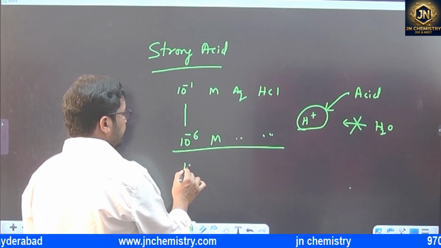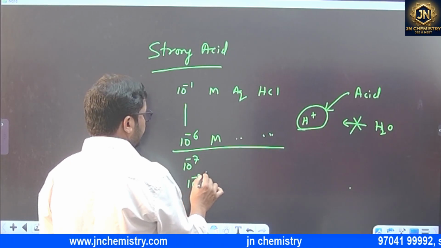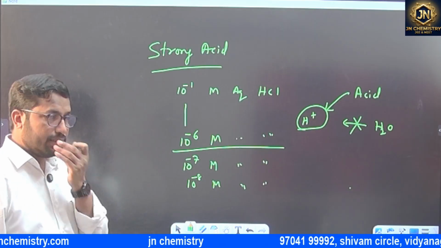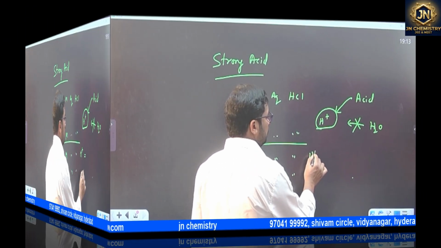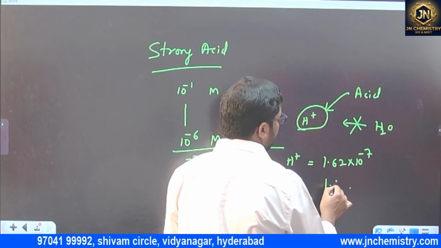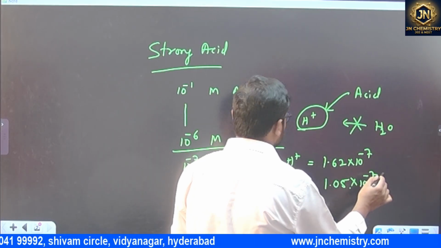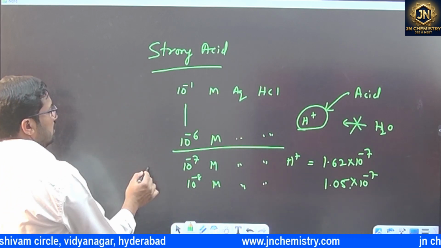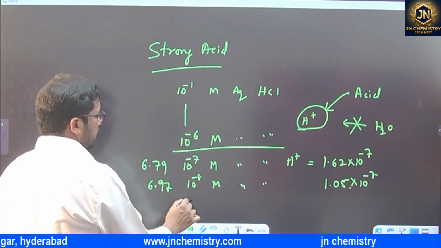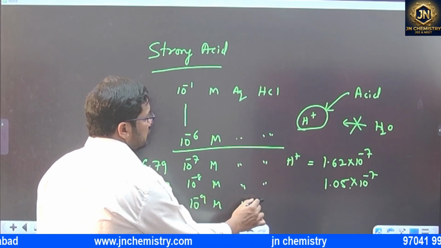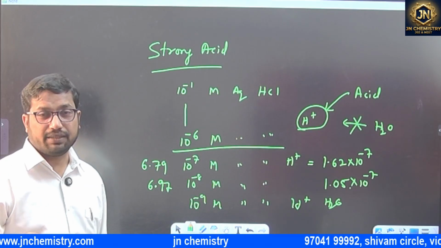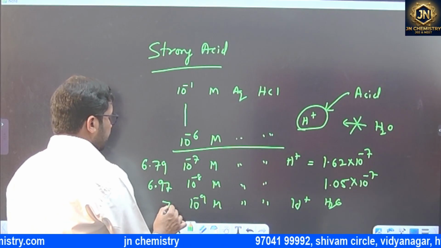But in the 10 to the power of minus 7 and 10 to the power of minus 8 molar cases, as I told you, the H plus ion concentration is 1.62 into 10 to the power of minus 7 and 1.05 into 10 to the power of minus 7. So the pH values are 6.79 and 6.97. At 10 to the power of minus 9 molar, the H plus comes only from water, because the acid is highly diluted, so we take pH as 7.